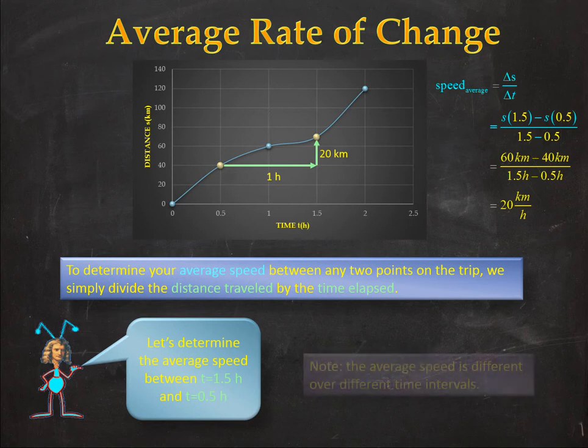You may notice that my average speed from time equals 0 and time equals 2 was 60 kilometers per hour, but between time equals half an hour and time equals 1.5 hours, it's 20 kilometers an hour. The average speed can be different, and if you look at the graphic, you notice that the graphic itself curves, and because it's curving, it tells us that we're speeding up and slowing down. So of course, our average speed between two time points can be different.